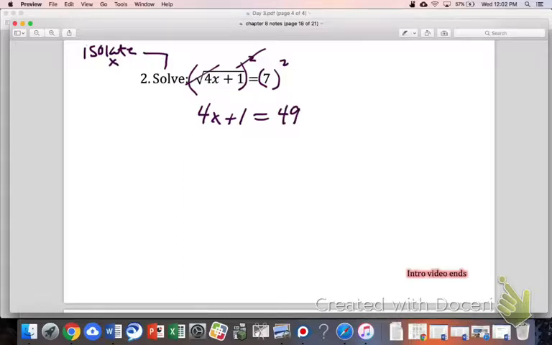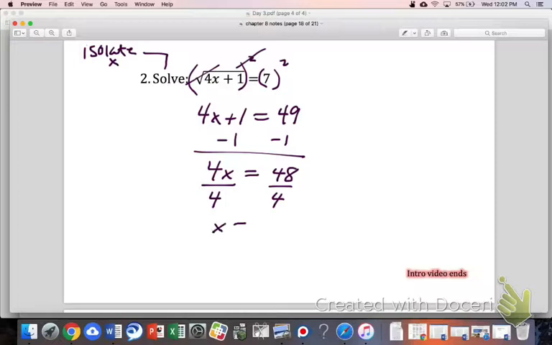And so then to solve this, now the 4x plus 1 is no longer a radicand because I got rid of the radical. So now I can actually subtract 1 from both sides. And so I end up with 4x is equal to 48. And then to finish off, I would divide both sides by 4. And so x is equal to 48 divided by 4, which is 12.